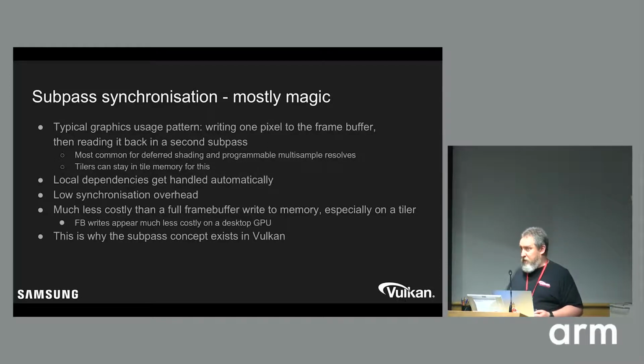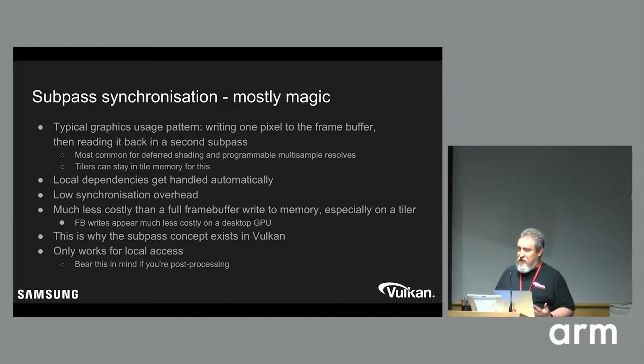In fact, it matters so much, that's why subpasses were put into Vulkan. The only caveat to that is that it does only work for accessing the local pixel, so that everything can stay within the tile. So if you're doing some kind of post-processing effect that involves lens flare or motion blur or something like that, and you already needed to access surrounding pixels, bear in mind this mechanism won't of itself work for you.